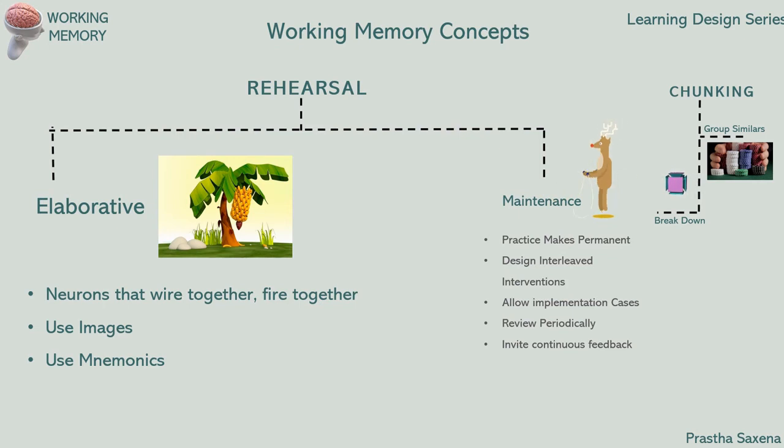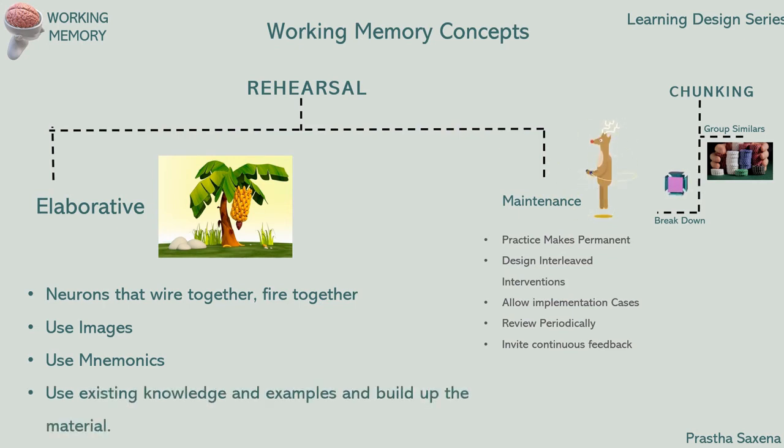Use existing knowledge and examples to build up the material. So jargon plays a very important role here. If you're delivering training to a particular department and they do a particular kind of work, use examples from their line of work. They'll be able to connect with it better because they have a very strong existing knowledge base of that. You have to ensure that your learners walk before they can even attempt to fly.